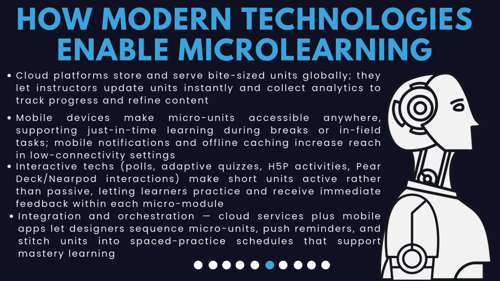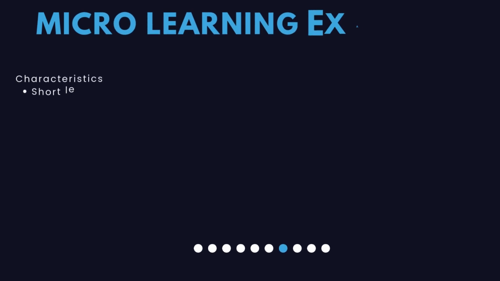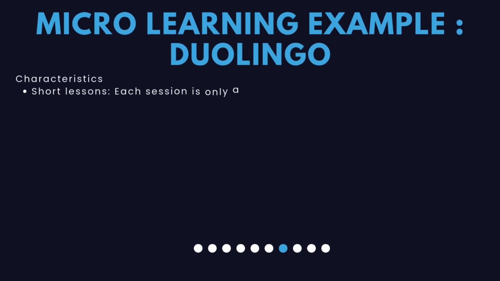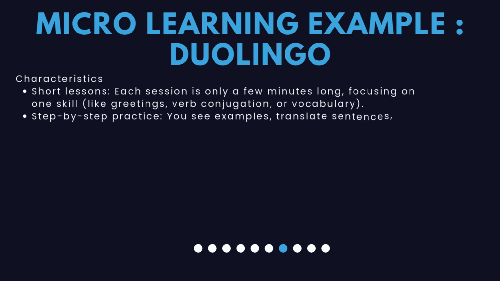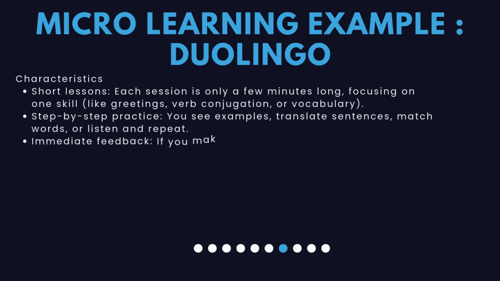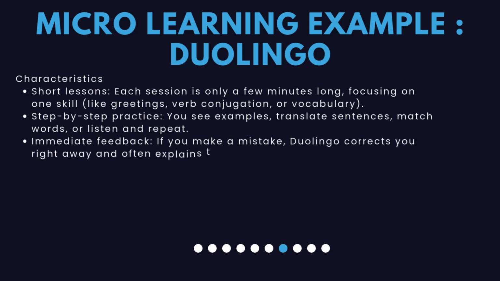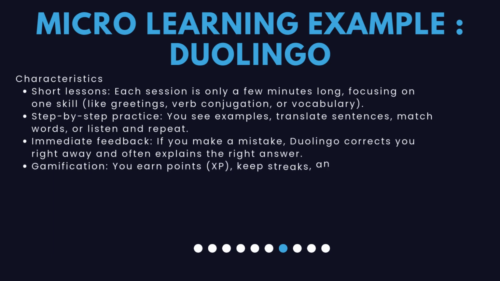Now for a real-time example of microlearning, we have Duolingo. Duolingo is a microlearning approach. It's a great illustration of how effective these techniques can be. Each lesson on this app is intentionally short, focusing on just one skill at a time, like mastering verb conjugation, or expanding your vocabulary. This bite-sized format makes it easy to fit learning into our busy lives.